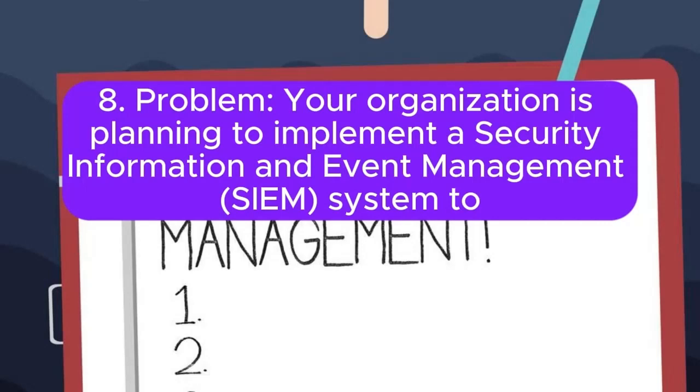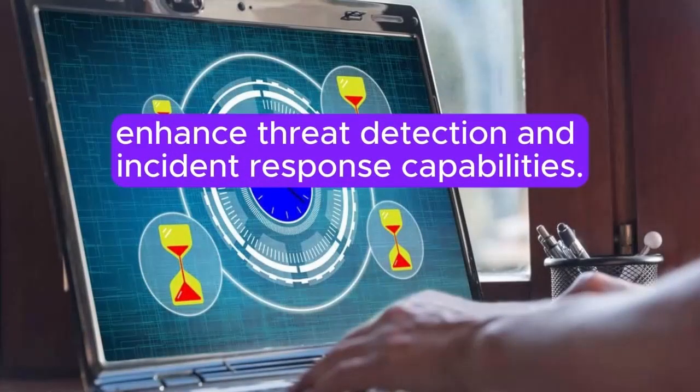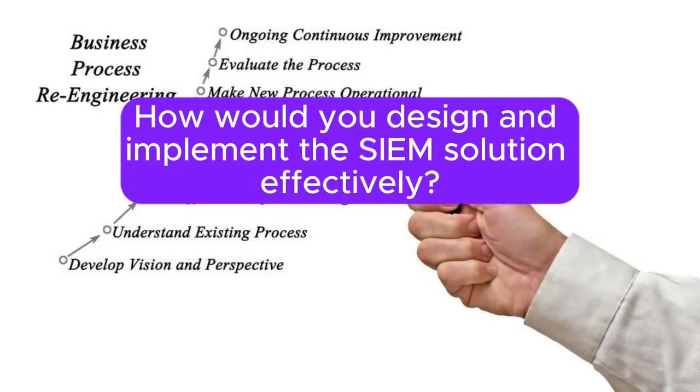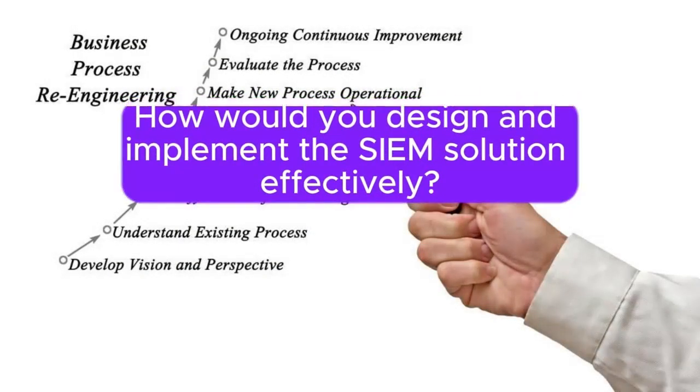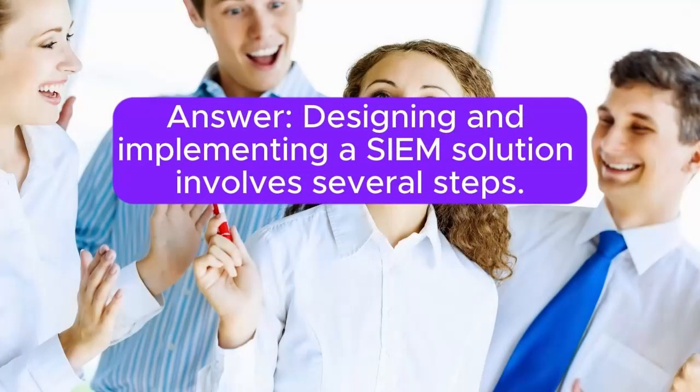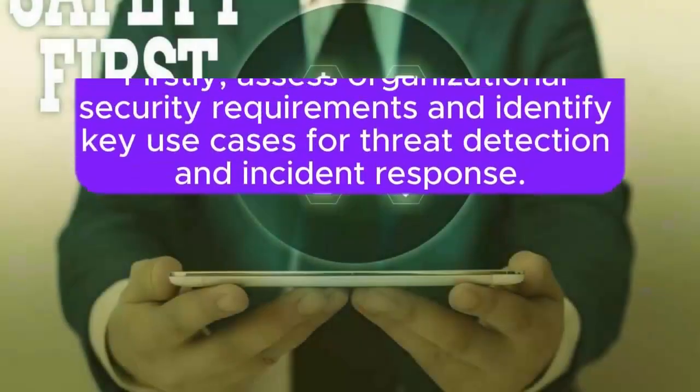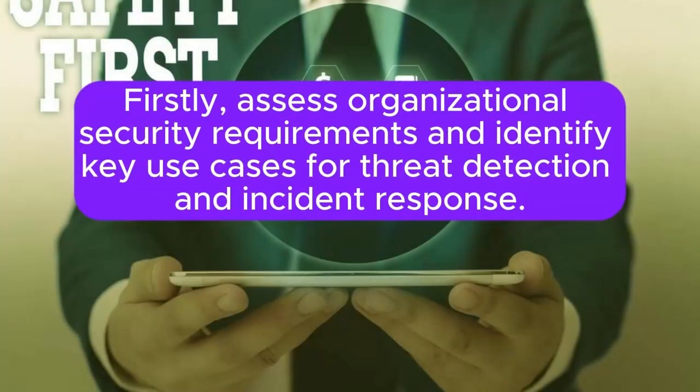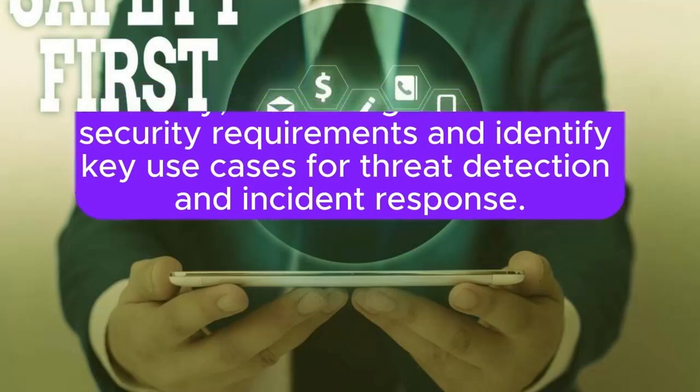8. Problem: your organization is planning to implement a security information and event management (SIEM) system to enhance threat detection and incident response capabilities. How would you design and implement the SIEM solution effectively? Answer: designing and implementing a SIEM solution involves several steps. Firstly, assess organizational security requirements and identify key use cases for threat detection and incident response.